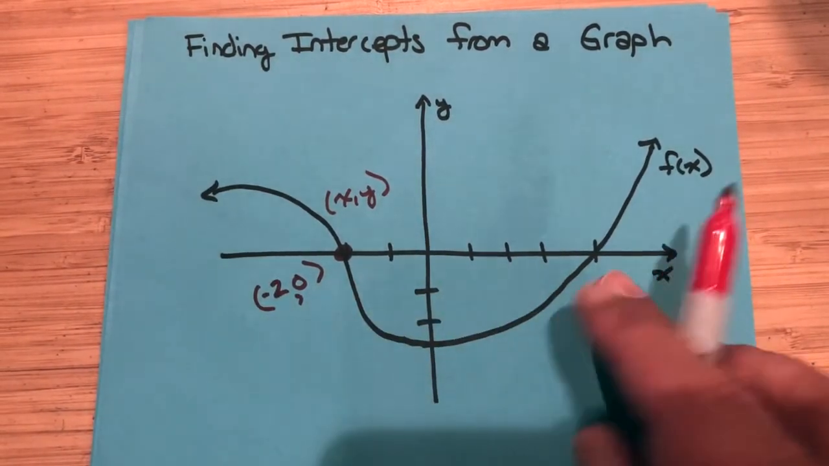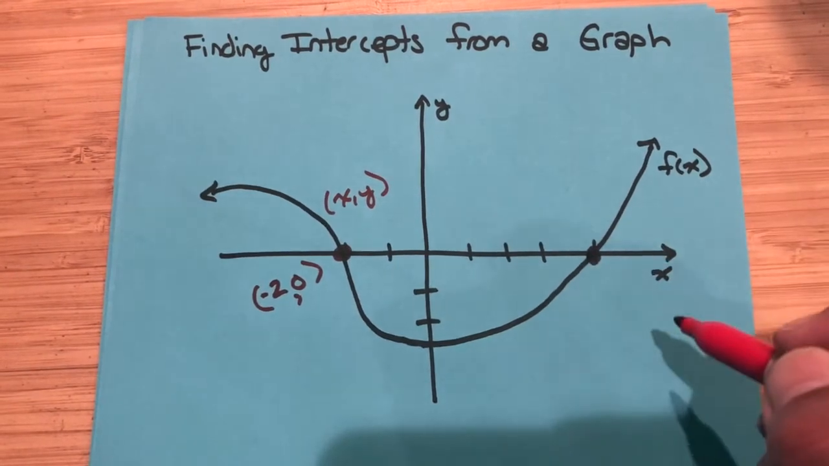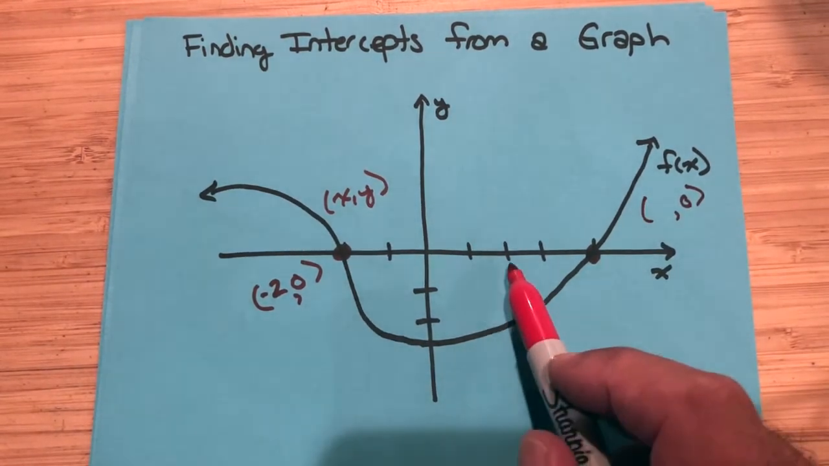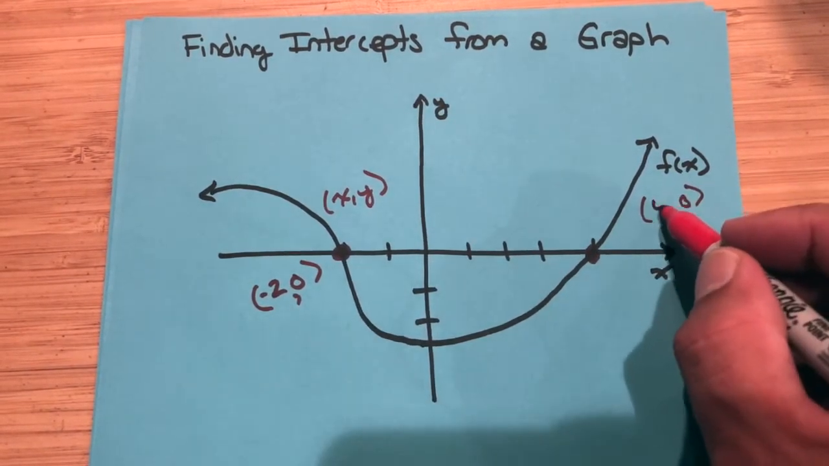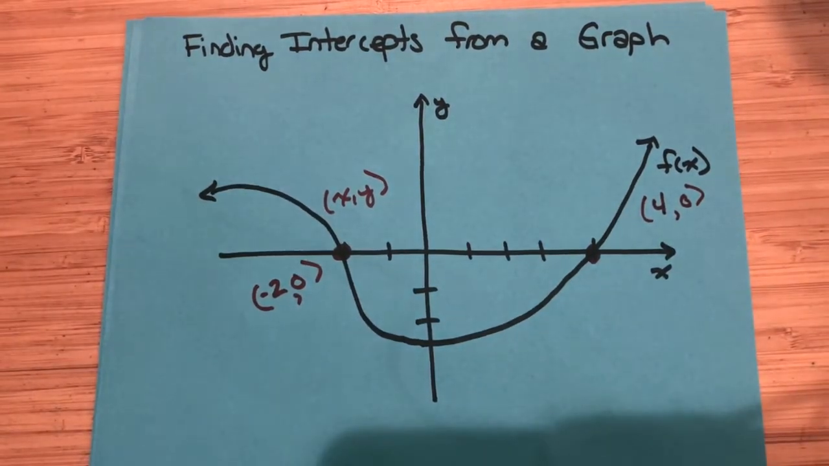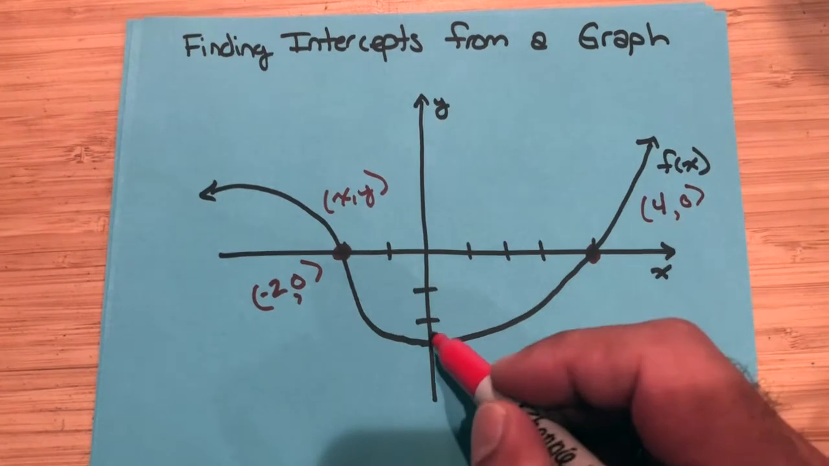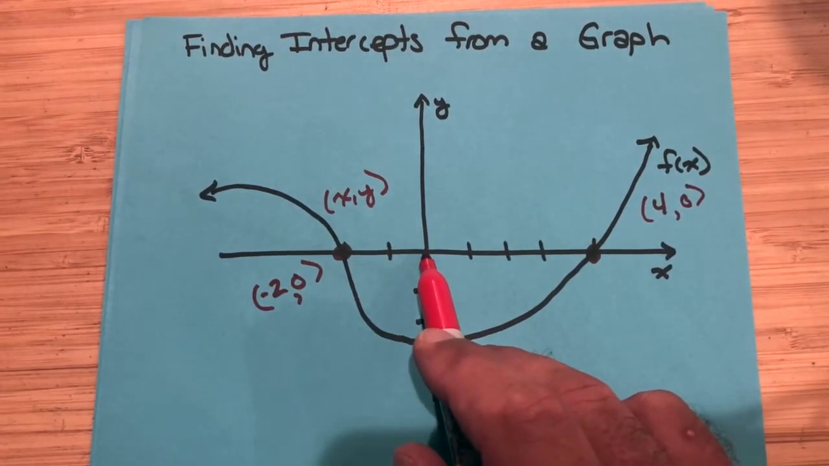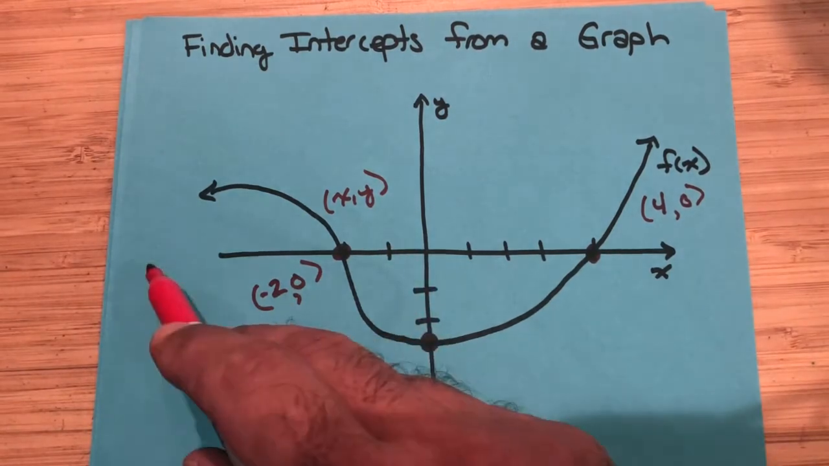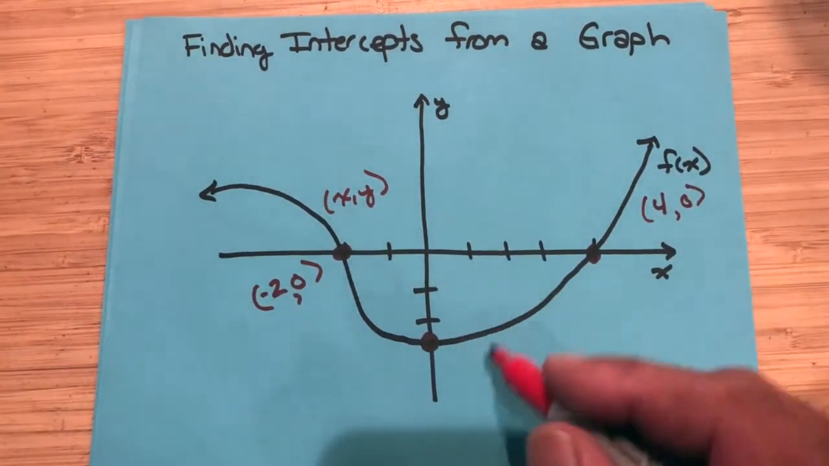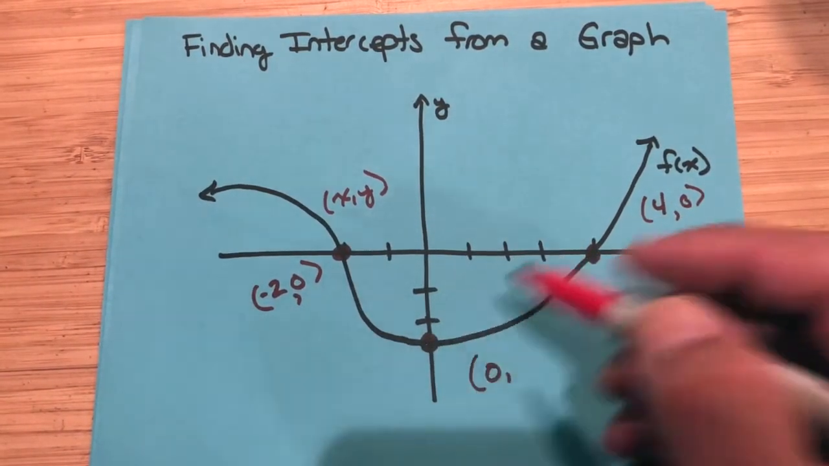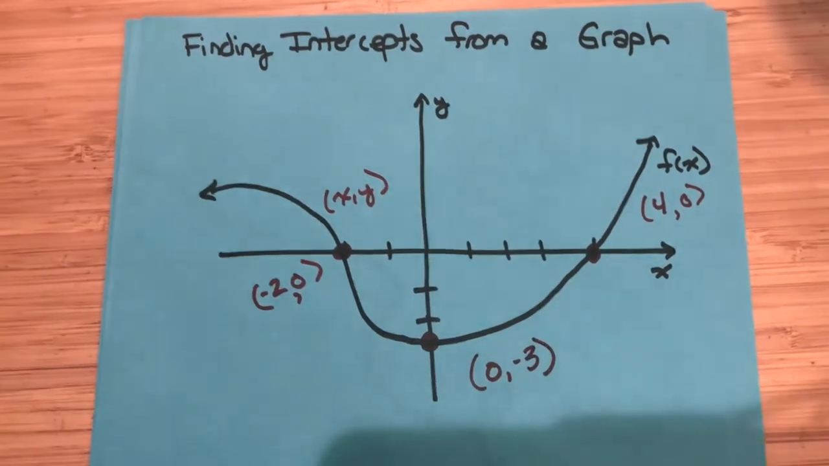If we go over to the other x-intercept here, we'll notice again that the y value is 0, and the x value is 1, 2, 3, 4. So the other x-intercept of this function is 4, 0. When we go and examine the y-intercept of the function, we want to ask ourselves, what's the x value here? Well, the x-axis goes from 0 to infinity, 0 to negative infinity. That means the x value here is 0. The y value, we just count down. 1, 2, 3. So 0, negative 3.